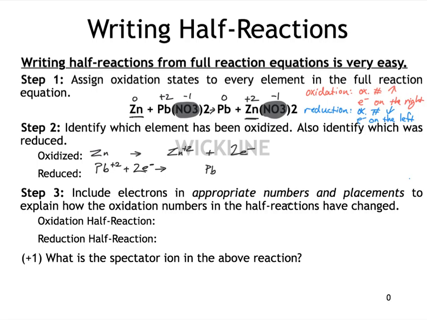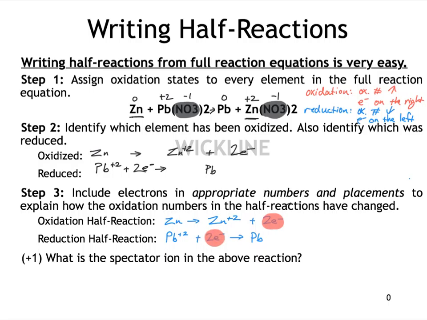So I've already included the electrons. I got ahead of myself. That's what I should have done down here. I'll just rewrite my equations more neatly. I've highlighted the electrons to really hammer home that in an oxidation reaction, electrons are on the right, and in a reduction reaction, electrons are on the left.